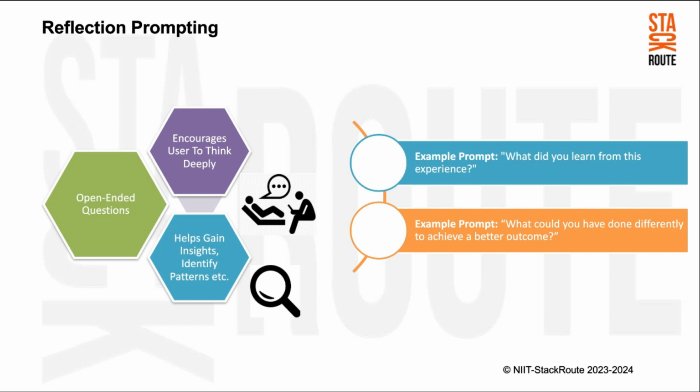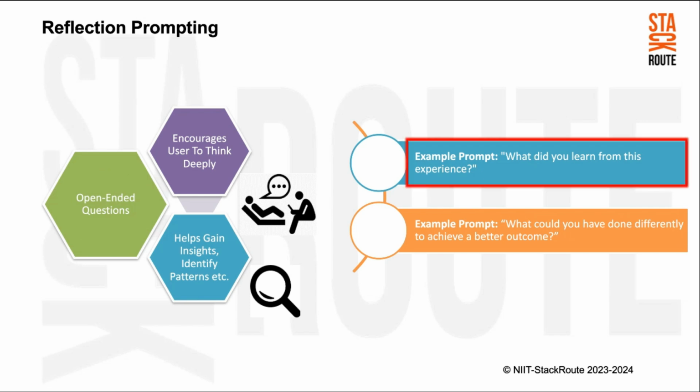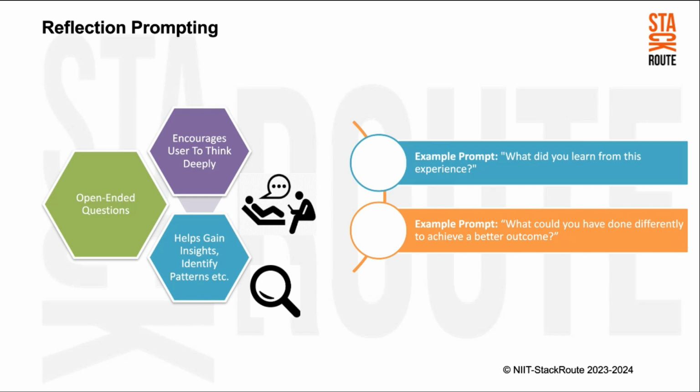So, some examples are given. What did you learn from this experience? The second example can be: what could you have done differently to achieve a better outcome? So, these are some simple examples of reflection prompting that we can test using ChatGPT.